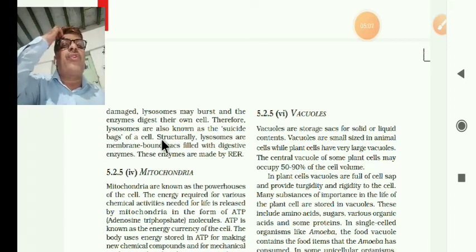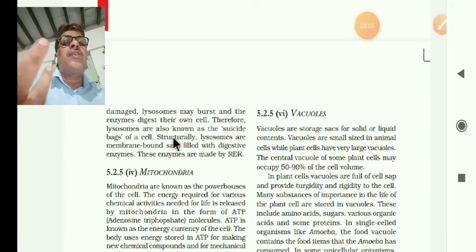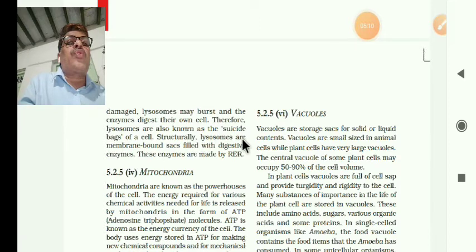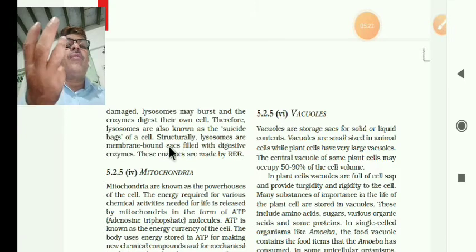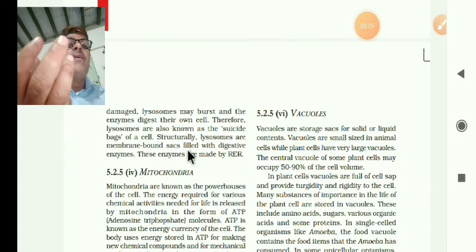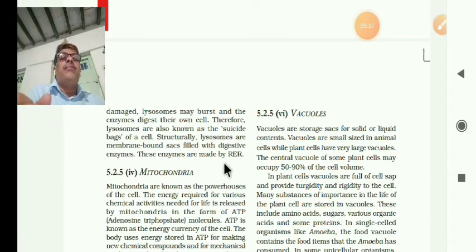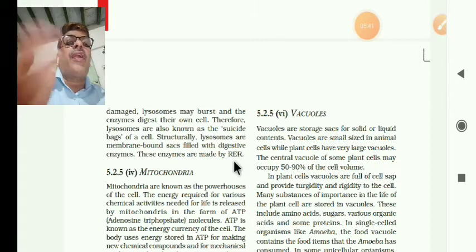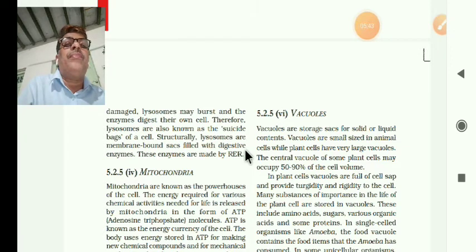This is a very important question: why are lysosomes called suicidal bags? Just now I told you. Structurally, lysosomes are membrane-bound sacs filled with digestive enzymes. And remember, these digestive enzymes are made by the RER. RER means rough endoplasmic reticulum.